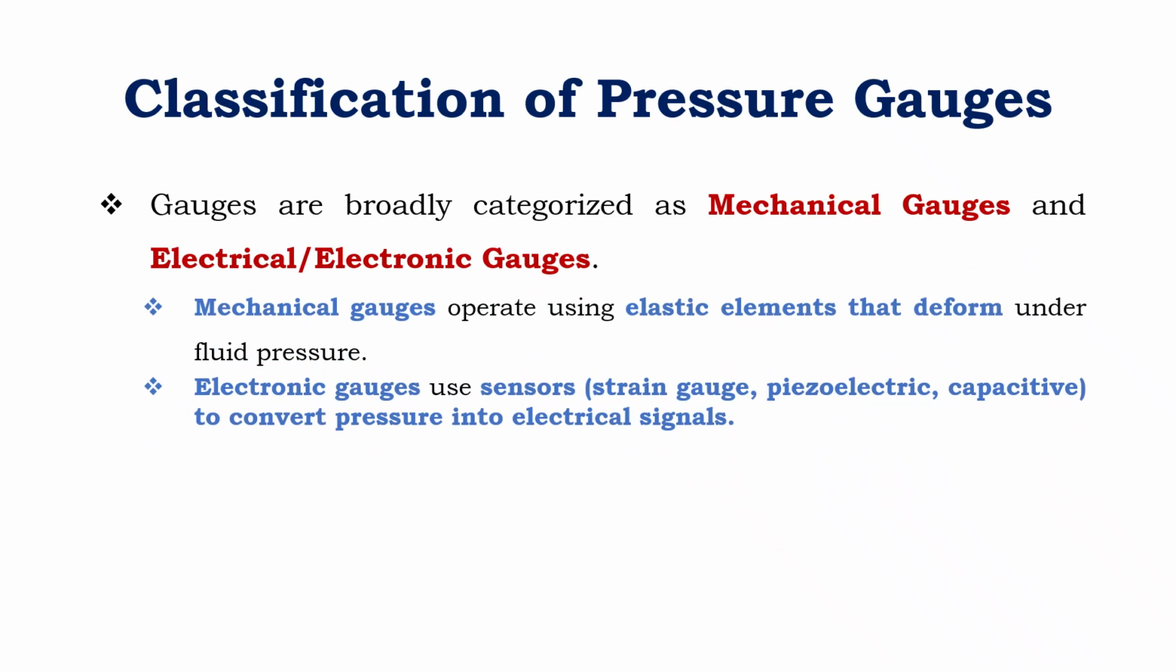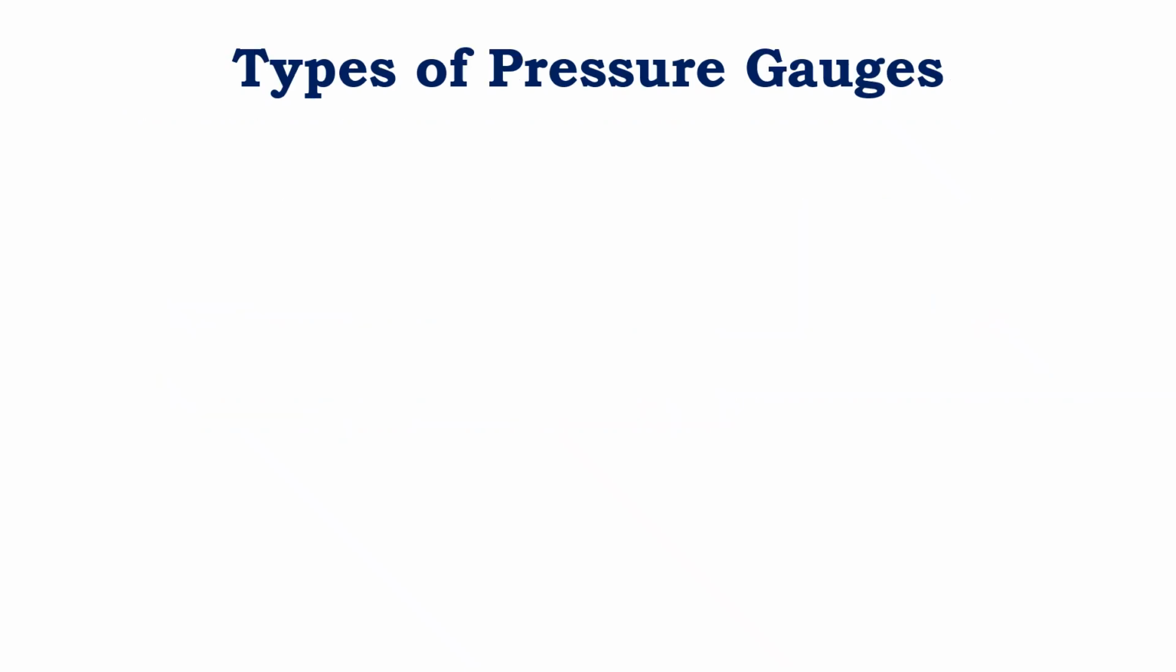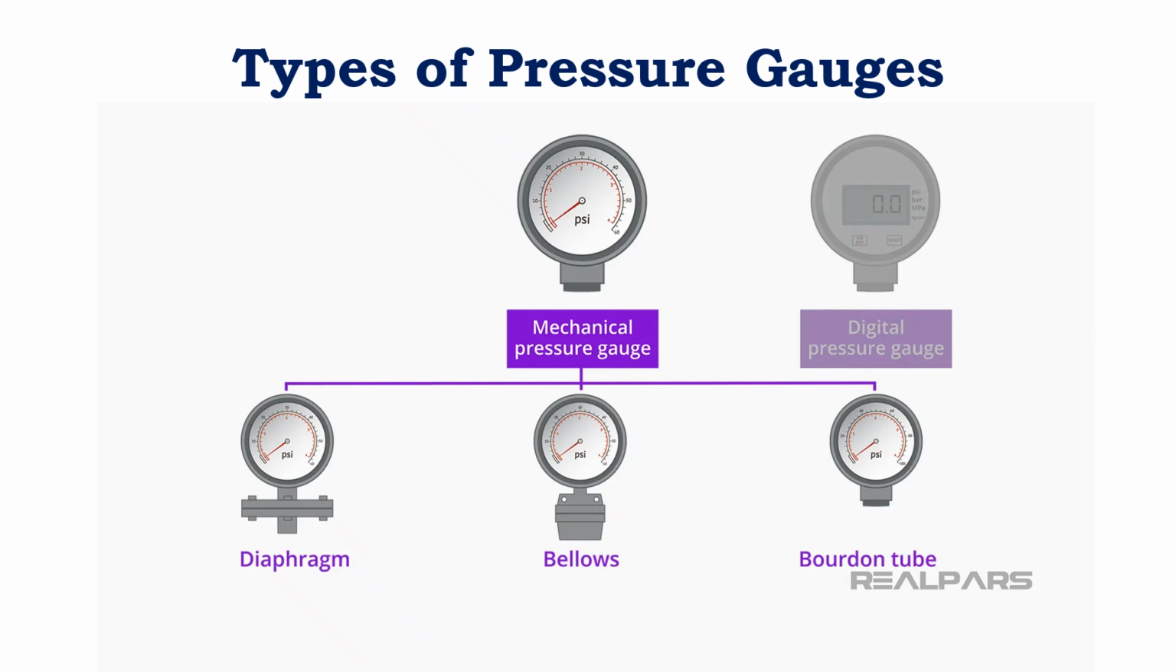Okay. So for the classification of pressure gauges, initially we saw one is the mechanical type and the other is the electronic type. Mechanical gauges work through elastic elements that deform, but electronic gauges are based upon sensors, such as strain gauge, piezoelectric, and capacitive. In this PPT, we are not going to see the electronic gauges; we mostly concentrate on the mechanical part. The mechanical type is differentiated into three types: diaphragm, bellow, and Bourdon tube.